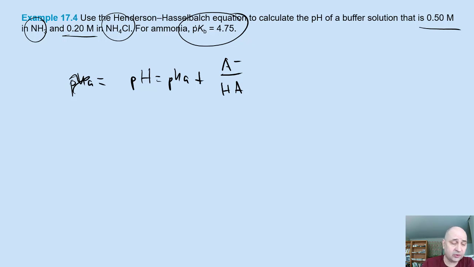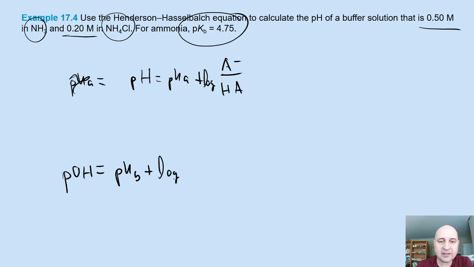You could actually also use the pOH, because that's the same relationship. The pOH equals the pKb plus, and of course I should put the log here, that's really important, plus the log, and instead of conjugate base over acid, it is actually conjugate acid, which in this case would be the NH4 plus solution over the conjugate base. So that works as well. So let's do that real quick.